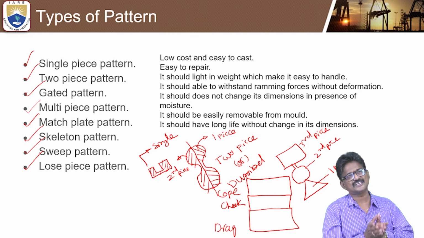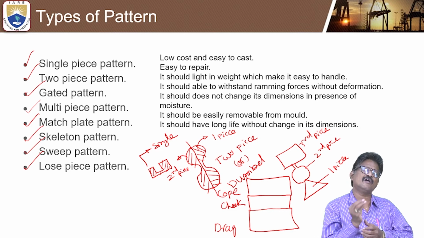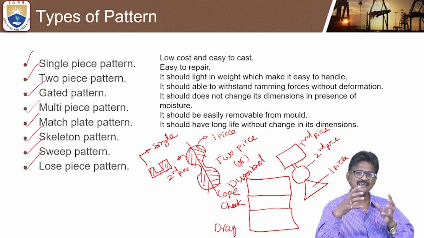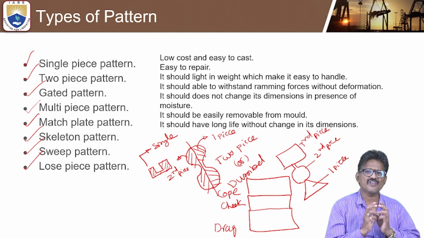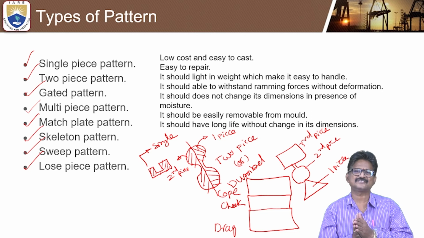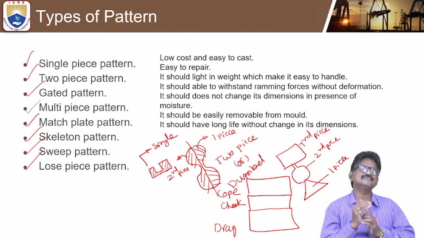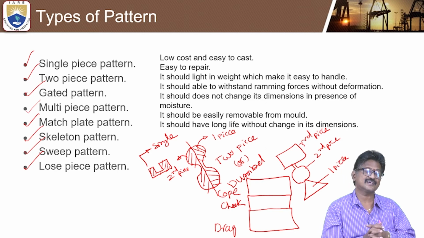The sand, which contains some moisture components, also has some bentonite mixture, silica, and some gray components that should be added to get good compressive strength of the sand. It should be easily removable from the mold, and it should have a long life without changing its dimensions. This is about the types of pattern, the uses, and some of the limitations of the patterns.